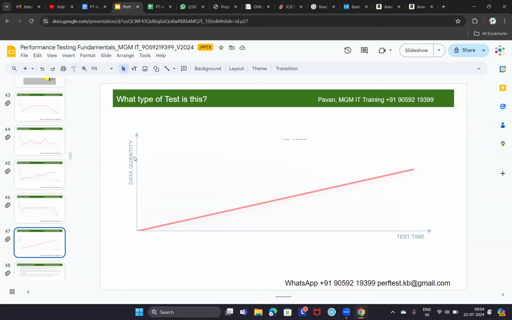So data quantity means nothing but the number of records in the database. Now this graph best represents volume testing, right?